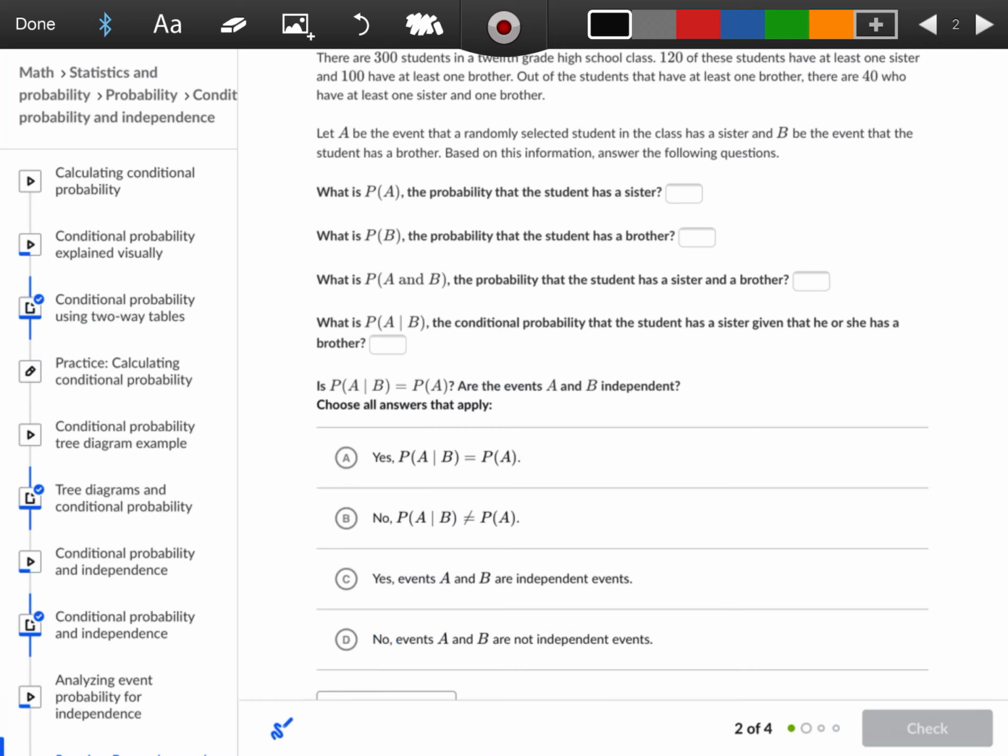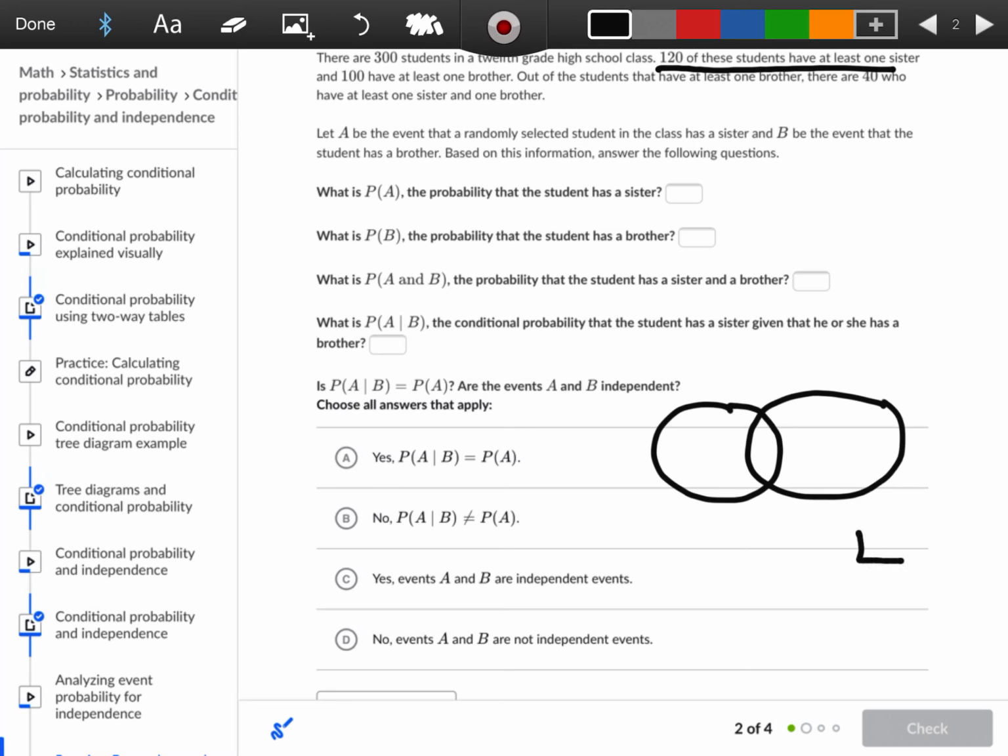I'm going to draw a Venn diagram again, as I did in previous lessons. There are 300 students in the 12th grade high school class, and 120 of these students have at least one sister. So I'm going to do my Venn diagram here. If you were in my Google Meet a little while back, we discussed this. I have some students down here that I'm going to take into consideration. These people have at least one sister, so I'm going to call this the sister group.